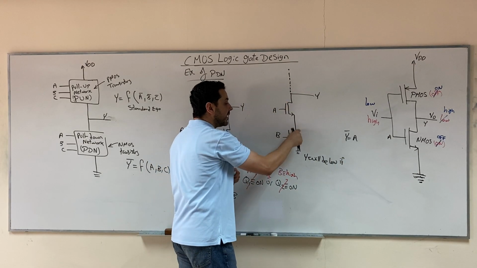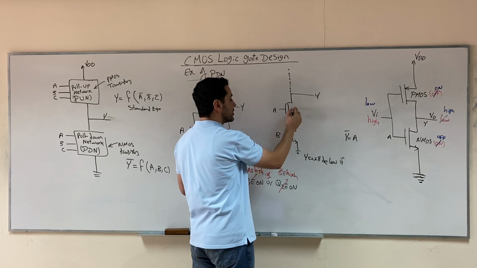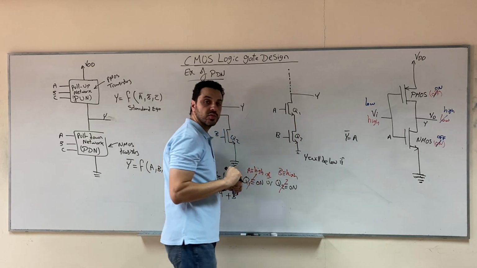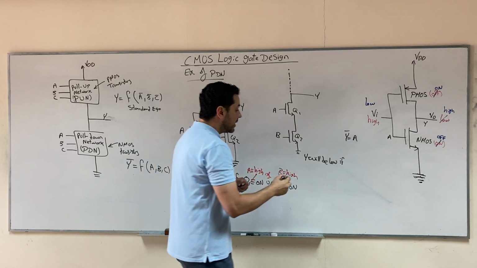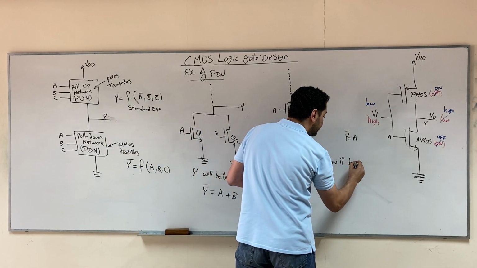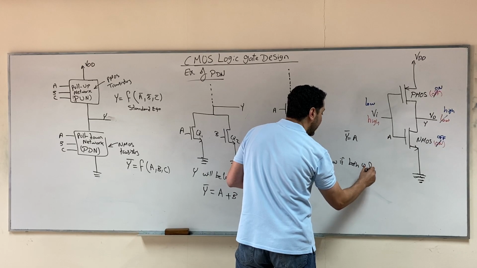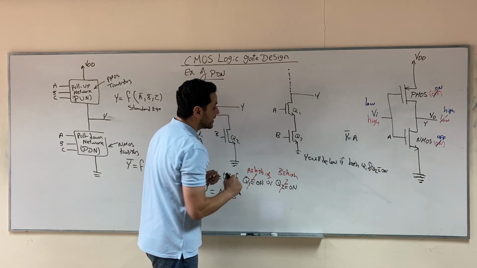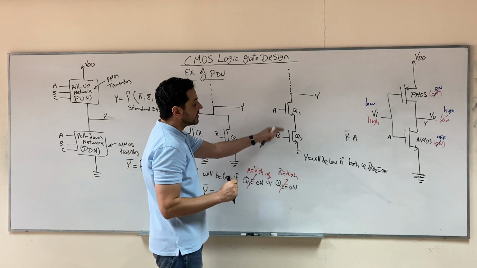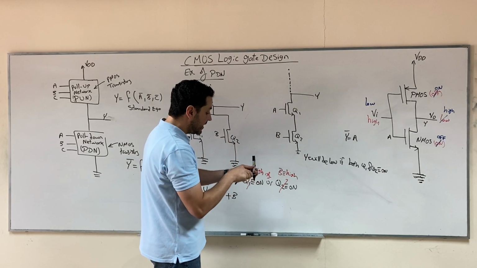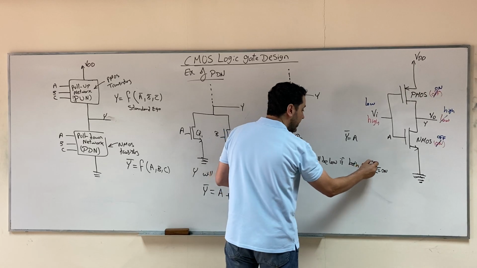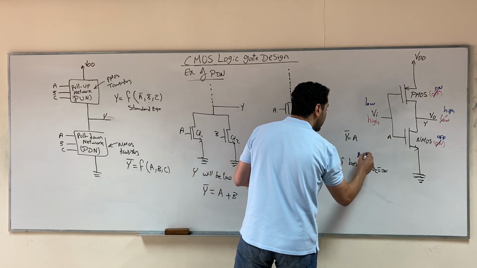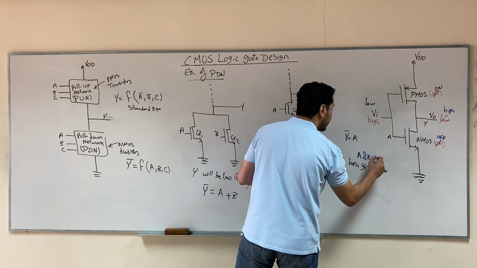in order for Y to be connected to ground, both transistors, both Q1 and Q2, must be on in order for Y to be connected to the ground, right? So if both Q1 and Q2 are on, and since these are NMOS transistors, you can replace Q1 and Q2 being on by both A and B are high.